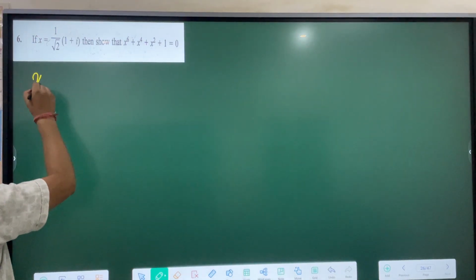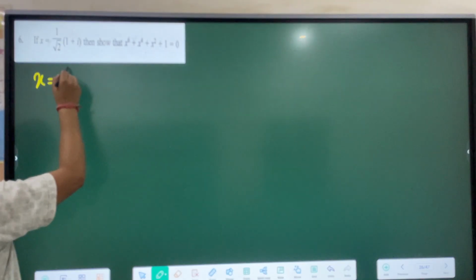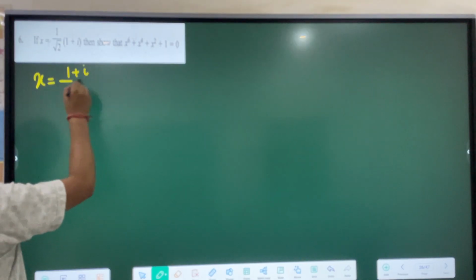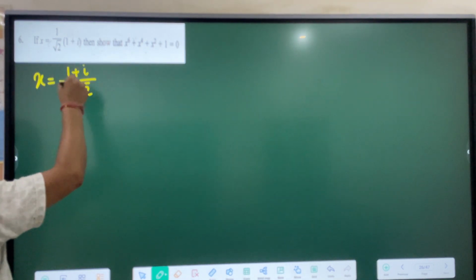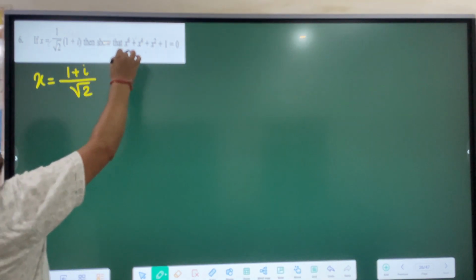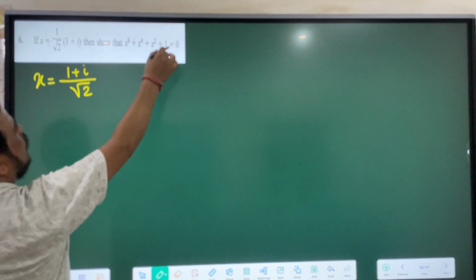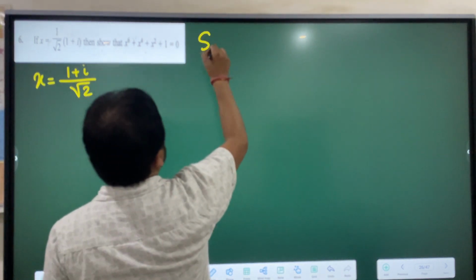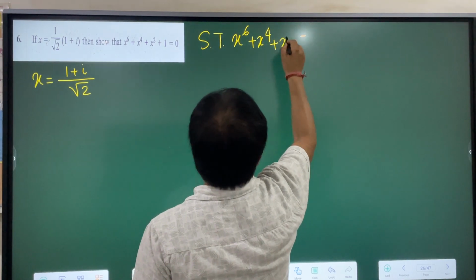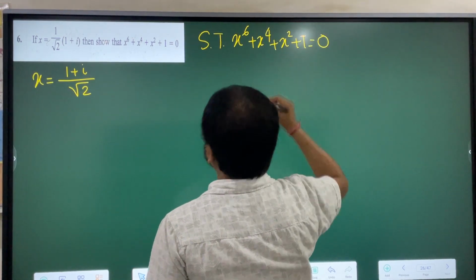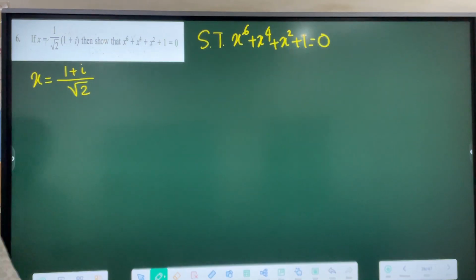If x equals 1 plus i by root 2, that is 1 by root 2 into 1 plus i, it is given, then show that x to the power 6 plus x to the power 4 plus x square plus 1 equals 0. Let us see now what can be done.